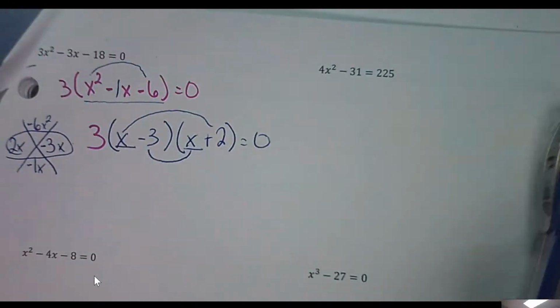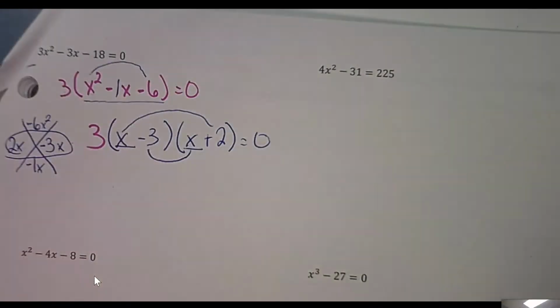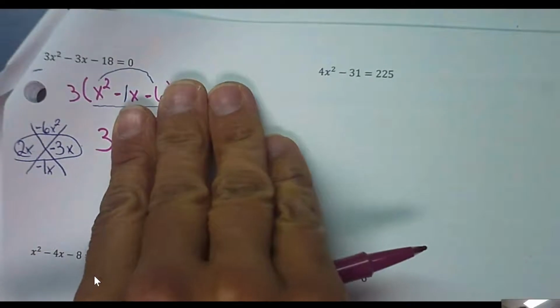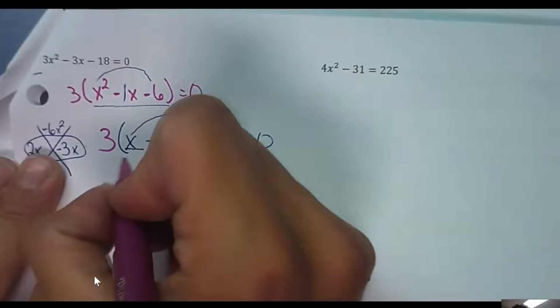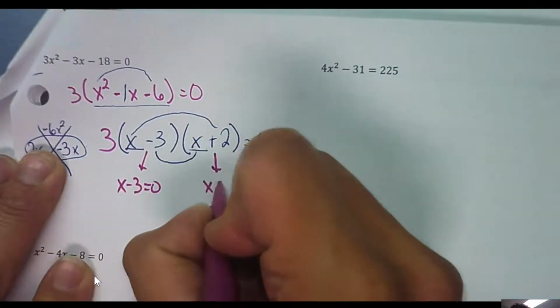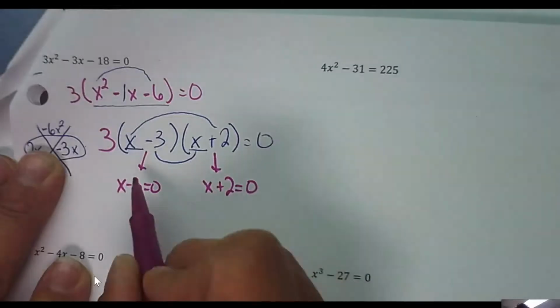And now I'm ready to solve. Again, I'm going to have 2 answers, and I'm going to solve for the factors that need solving. So this factor is 3. It doesn't need solving. Done. But this factor needs solving. So I'm going to set this one equal to 0. And then this one needs solving as well. I'll set this equal to 0. And I'm going to add 3.